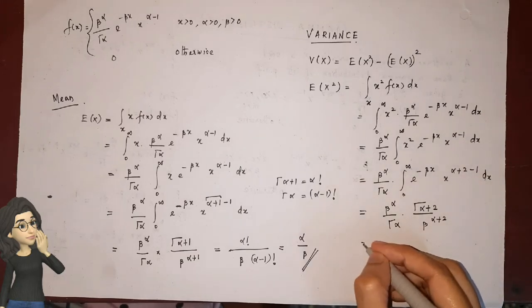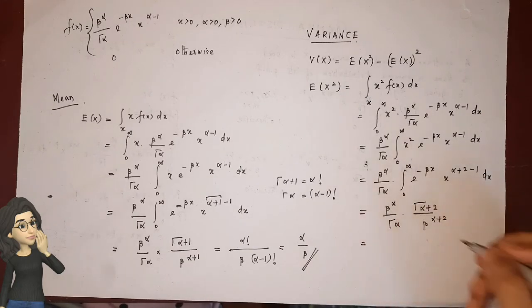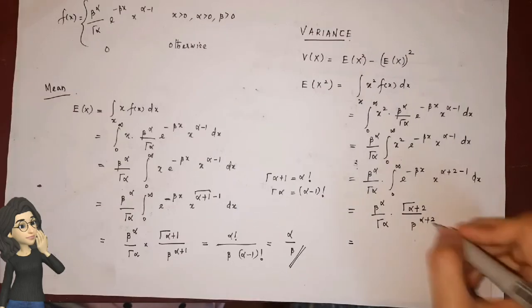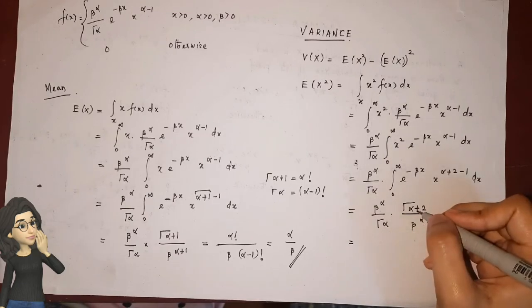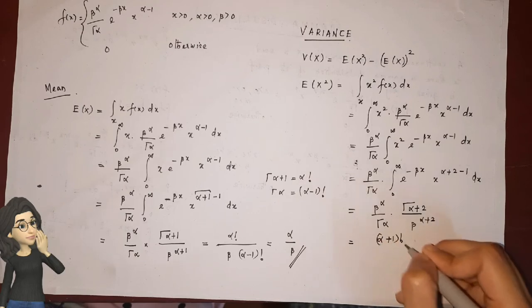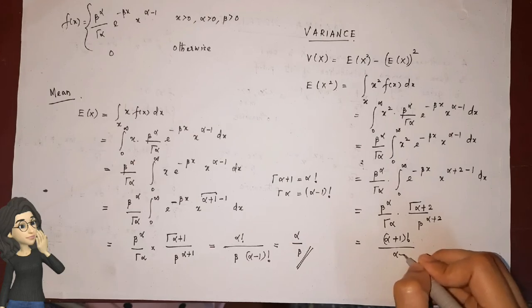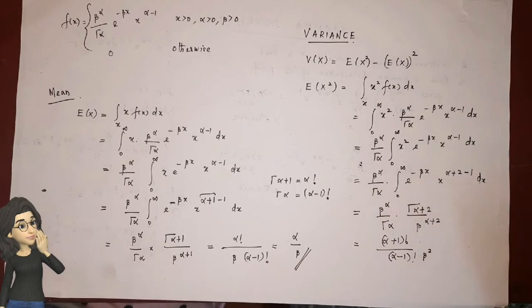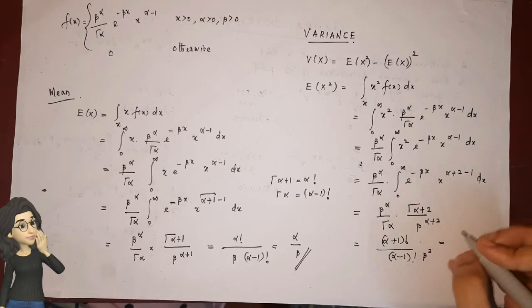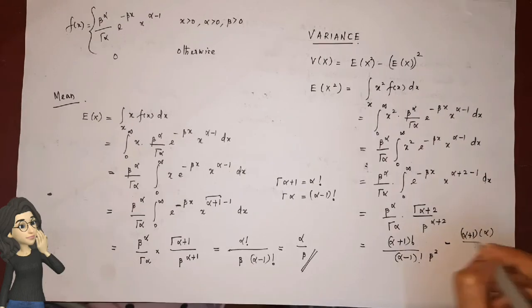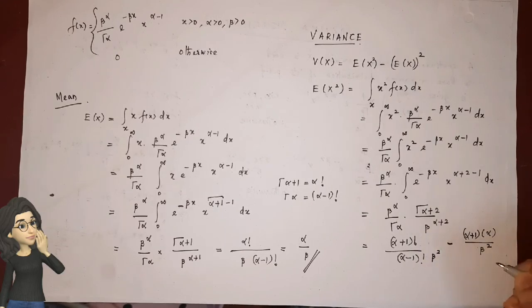Yes, from here we have beta raised to alpha in the numerator and beta raised to alpha plus 2 in the denominator. So what is left is beta square in the denominator, and we have gamma alpha and gamma alpha plus 2. So this is equal to (alpha plus 1) factorial divided by (alpha minus 1) factorial into beta square. So this is equal to alpha plus 1 into alpha divided by beta square. So this is the value of expectation of x square.